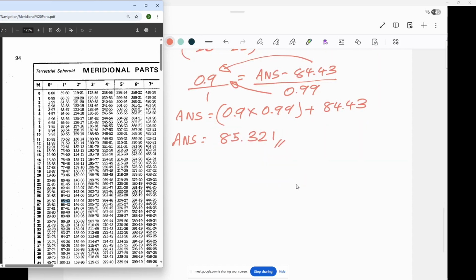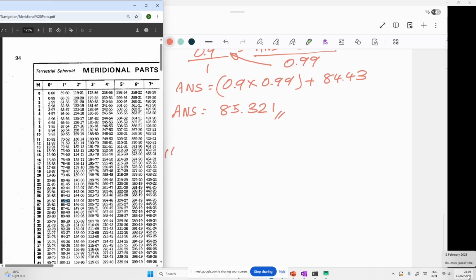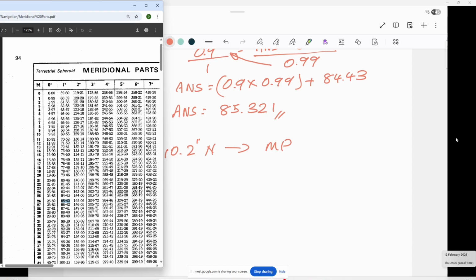Okay, let's do another one. Let's find out 3 degrees 10.2 minutes north. What is the meridional part? So let me do it again as well. You can do it with me if you're already doing it, right?